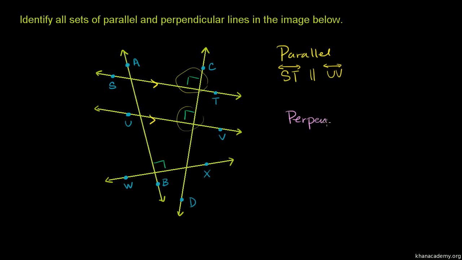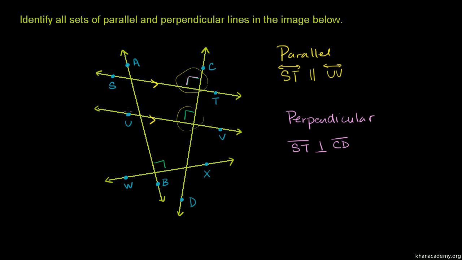Now let's think about perpendicular lines. Perpendicular lines are lines that intersect at a 90-degree angle. So, for example, line ST is perpendicular to line CD. And we know that they intersect at a right angle, or at a 90-degree angle, because they gave us this little box here, which literally means that the measure of this angle is 90 degrees.